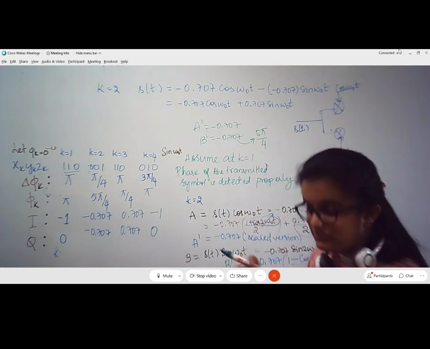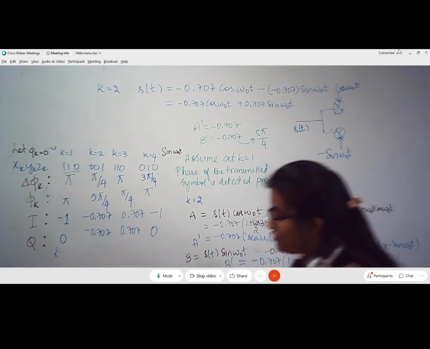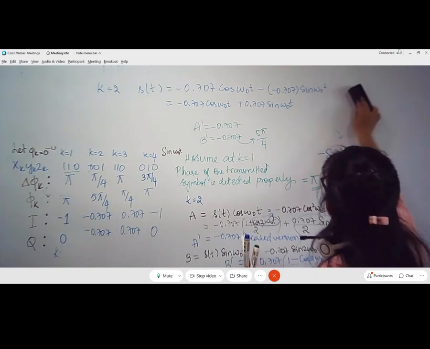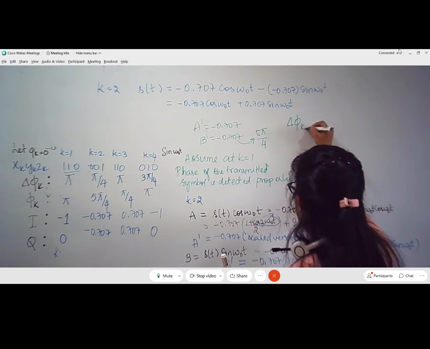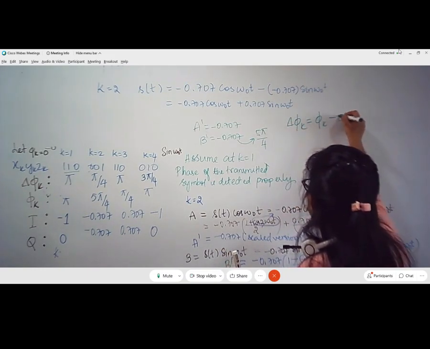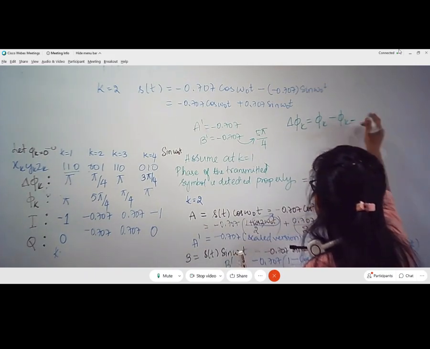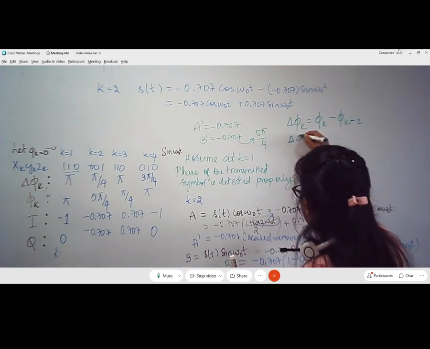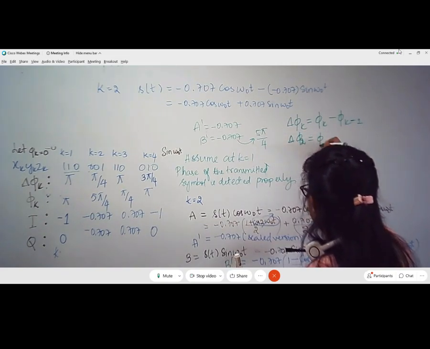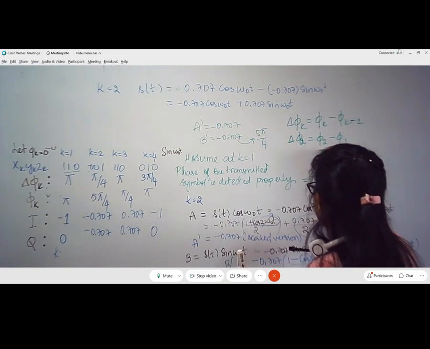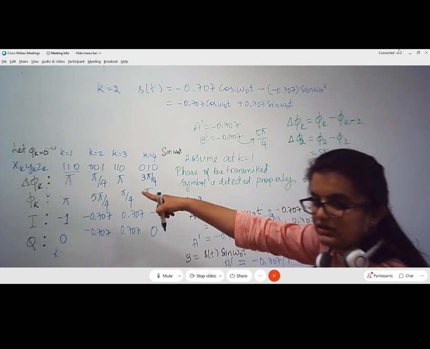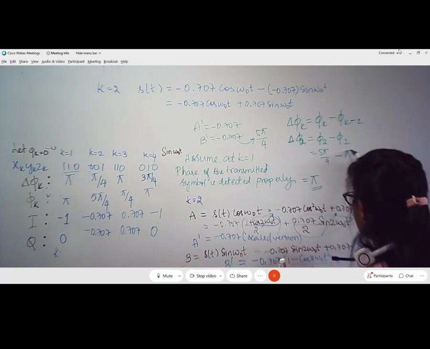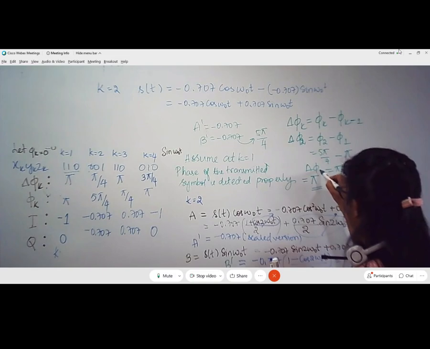Now how do we identify the absolute phase that was actually sent? To know the absolute phase, it is basically the reverse operation of this equation. To find delta phi k, I have to subtract phi k minus 1 from phi k. That means in order to obtain delta phi 2, I need to subtract phi 1 from phi 2. Phi 2 I know, it is 5 pi by 4, and I know the previous detected phase, which is equal to pi. When I subtract, I get pi by 4 as the phase difference.